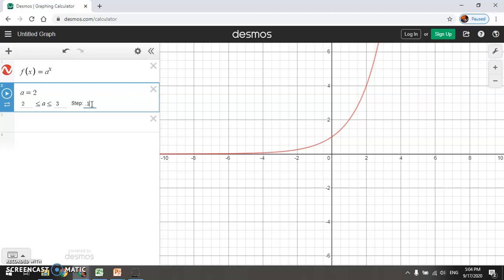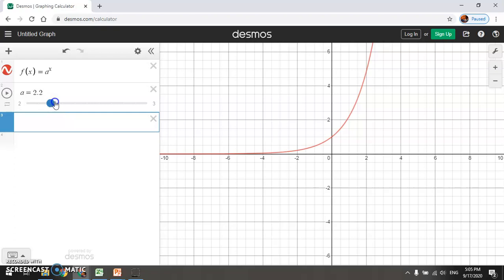And I want it to change by 0.1, because I want it to go from 2 to 2.1 to 2.2 and so on and so on. Okay, so I enter that on Desmos. You're going to need that. So if you haven't gone to Desmos yet, get there now. And we're going to try to find out what the derivative values are, right?